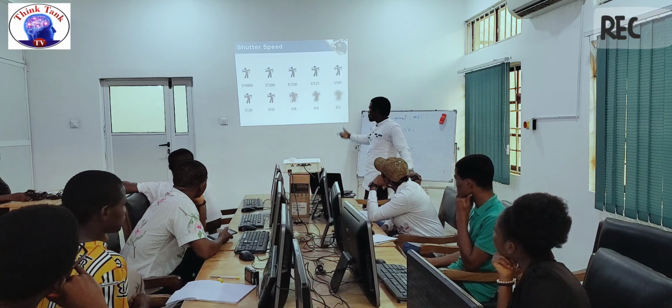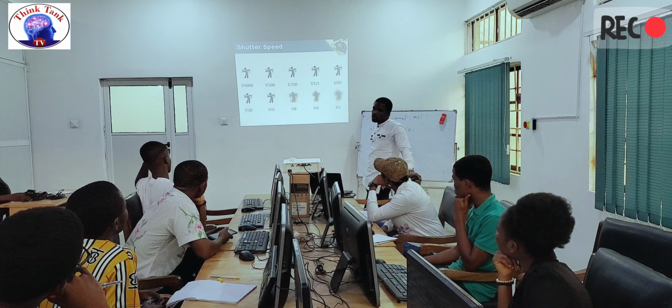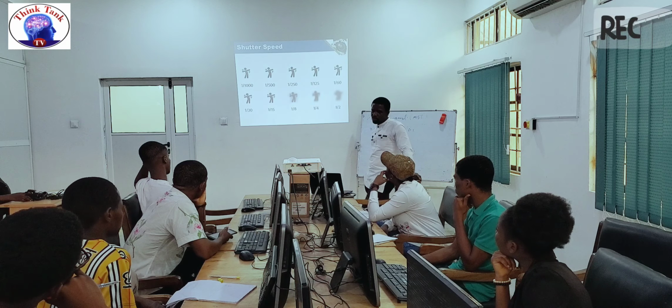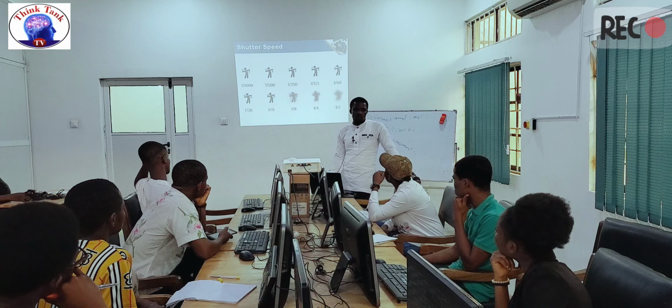1 over 2, 1 over 4, 1 over 8. So if you want to freeze motion, you know the shutter speed to shoot at. Then when you start using the camera, you understand better. When you go to the field, you understand better. Sometimes you're applying it and it's not working. You figure it out. So no, I believe there's no question as regards shutter speed.